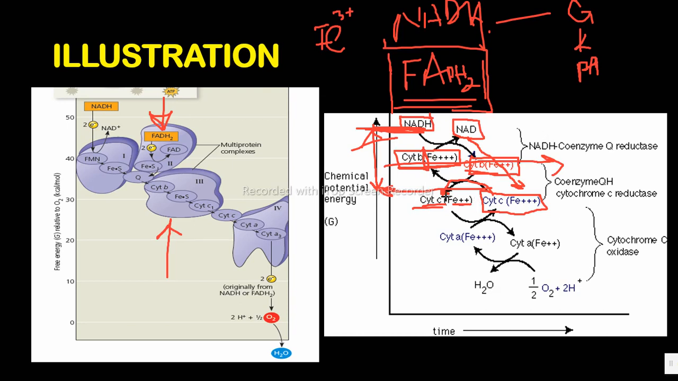And the same process happens, as you can see. Now this is iron 2. Now the cytochrome A with iron also, it will come and take up the electron from cytochrome C. And then the cytochrome A will be oxidized. Now this is the oxidized form, the reduced form, which is iron 2.